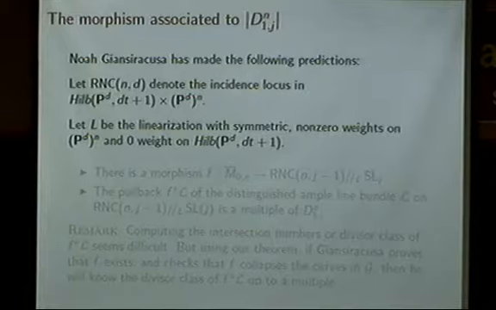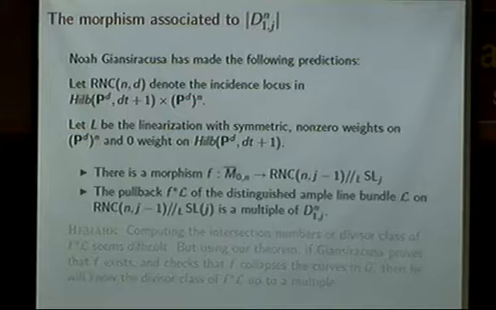Then Noah is in the process of proving the following claims. First of all, there's always a morphism from M0 n bar down to these GIT quotients. And moreover, he believes that the pullback of the distinguished ample line bundle on the GIT quotient is going to be a multiple of this divisor D n 1 j that we started with.